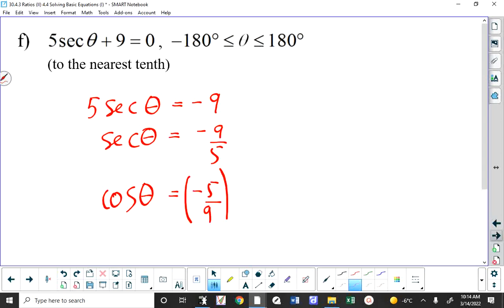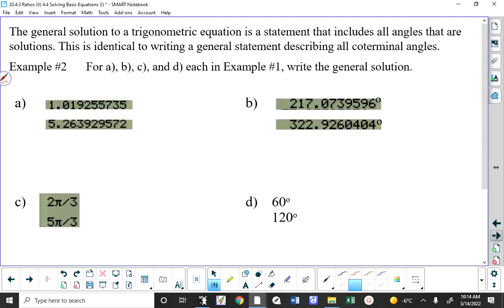Okay, so now let's talk about general solutions. Don't worry about writing any of this down that I have on the board right now. It says the general solution is a statement that includes all angles. I'm going to go to D. I believe the equation for D was 2 sine theta minus root 3 equals 0. Am I right? Is my memory right there?